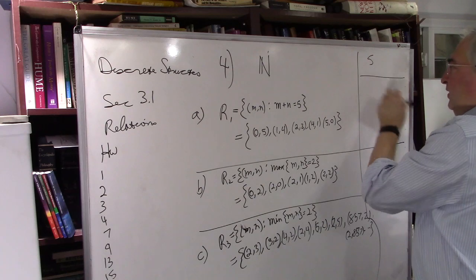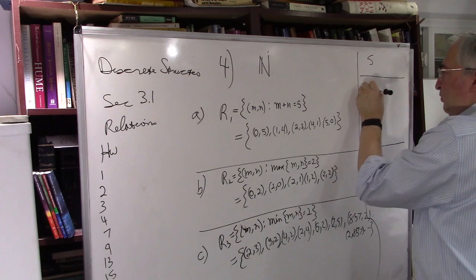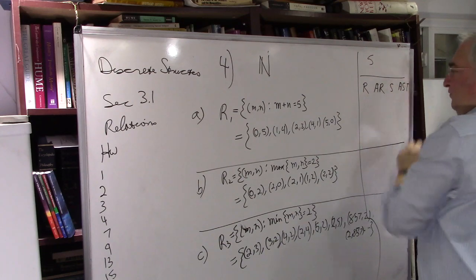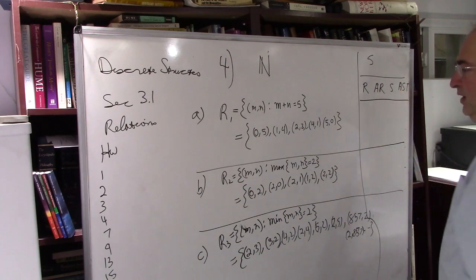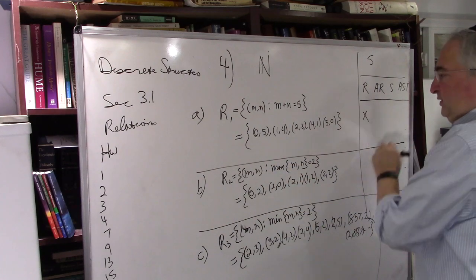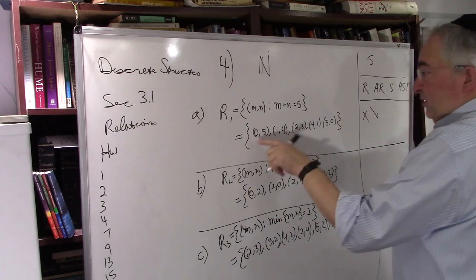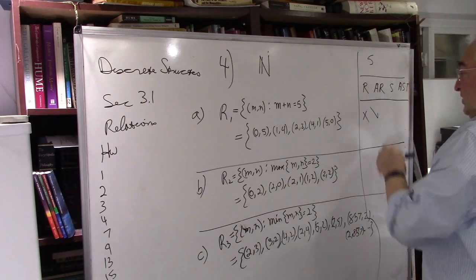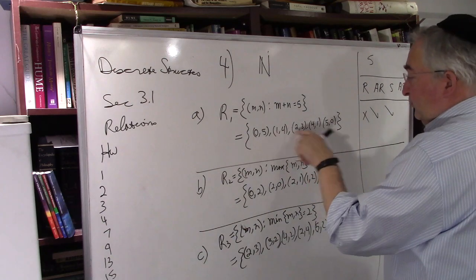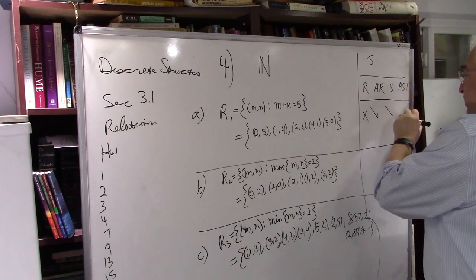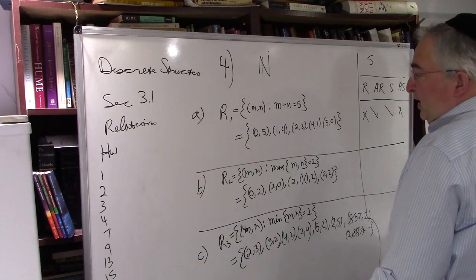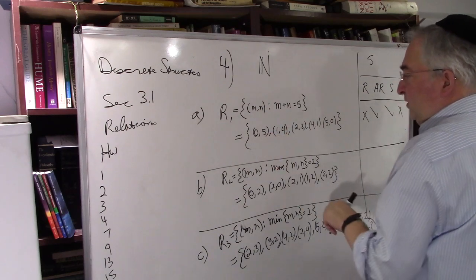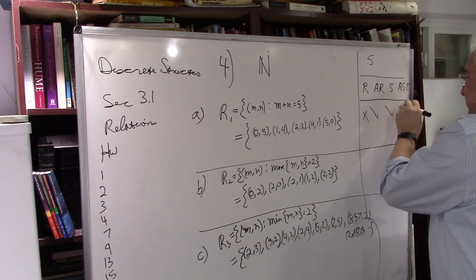Problem number 5. It says, question, are these reflexive, anti-reflexive, symmetric, anti-symmetric, transitive? Let's go through each one of these. Okay, is this reflexive? No. Is it anti-reflexive? Yes. Nothing there. Is it symmetric? m plus n is equal to n plus m. Yes, it is. Is it anti-symmetric? No. 1 plus 4 and 4 plus 1, but 1 is not equal to 4, so it is not. Is it transitive? And the answer is no. 5 plus 0 and 0 plus 5 is in there, but 5 plus 5 is 10, so it's not transitive.